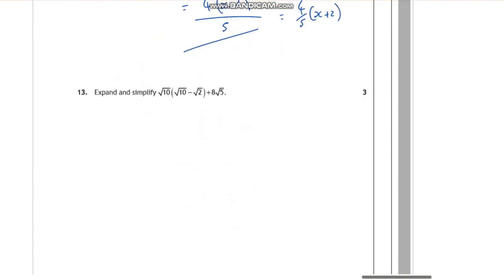Surds. People tend to hate surds. Quickly with your surd rules, root 4 is 2, root 25 is 5.